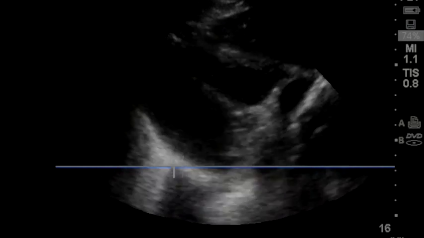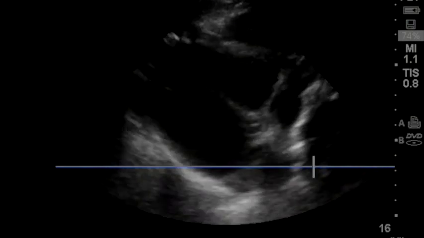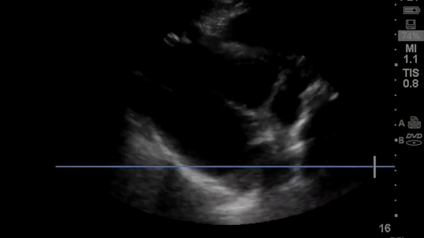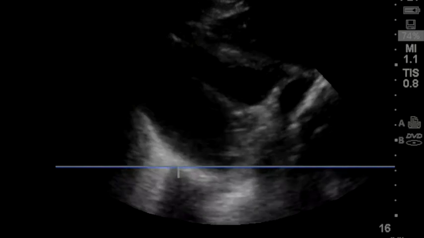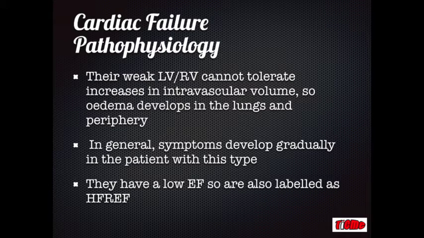So these patients have a weak left ventricle and right ventricle. They can't tolerate these big changes in preload. So fluid builds up everywhere into the lungs and periphery, and these patients have peripheral edema, they have pulmonary edema, and as I said, these patients generally have symptoms which develop gradually over time. The patient will tell you, I've had a few days or weeks of increasing orthopnea and PND and ankle swelling. Remember, these guys have got low ejection fractions, and they're labelled as the HF heart failure with reduced ejection fraction.